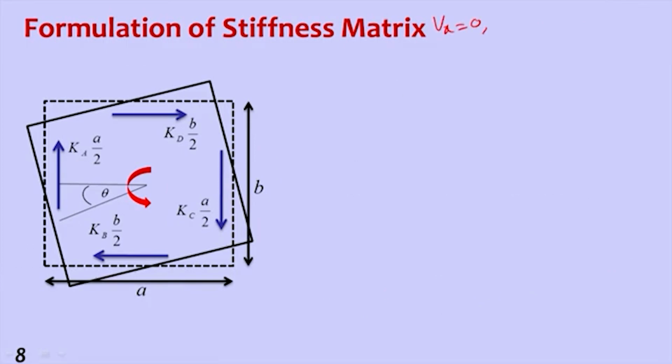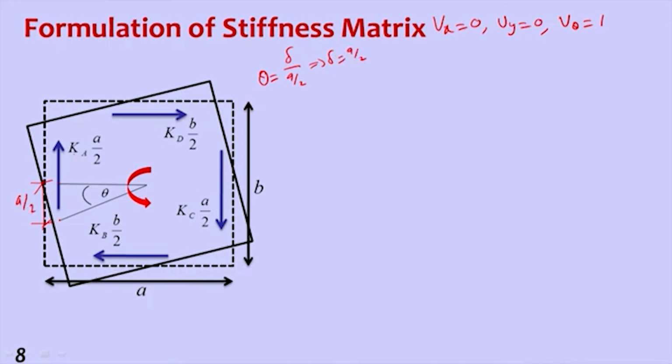Ux is equal to 0, uy is equal to 0 and u theta is equal to 1. 1 unit rotation we are giving. So if we give 1 unit rotation, what happens is, this point comes up to this, so 1 unit rotation, theta is 1 unit. So then how do we get this value? Angle is equal to arc by radius. So radius is say a by 2. So theta is equal to arc by radius, so this is delta by a by 2. So if theta is 1, implies delta is equal to a by 2. So this value is a by 2.